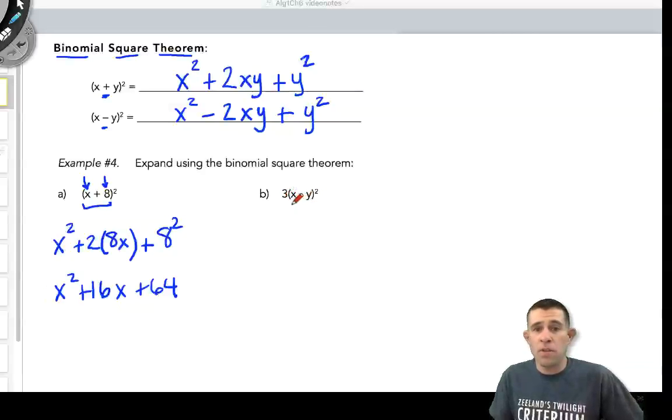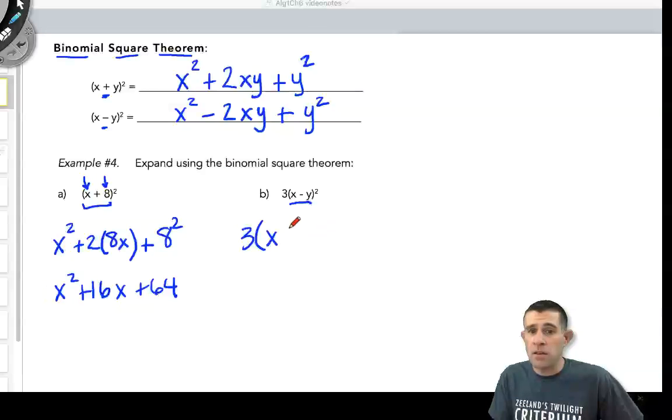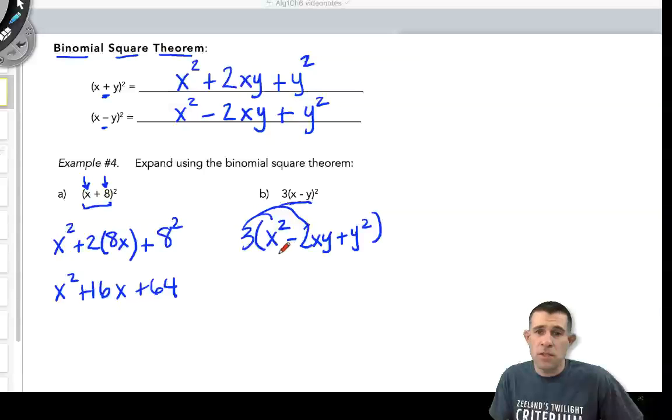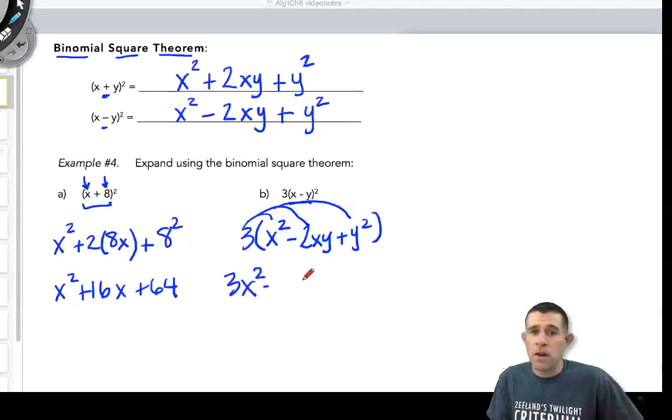We have 3 times the quantity x minus y squared. Now, we had x minus y squared right up here. So what we can do is just copy that same thing down and then distribute our 3. So we'll have x squared minus 2 times the product of x times y plus y squared. And now we'll distribute the 3 to each one of those terms on the inside of the parentheses. So that results in 3x squared minus 6xy plus 3y squared.